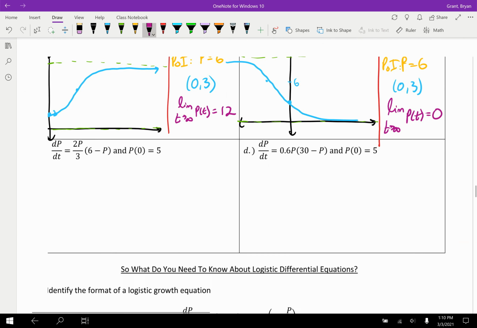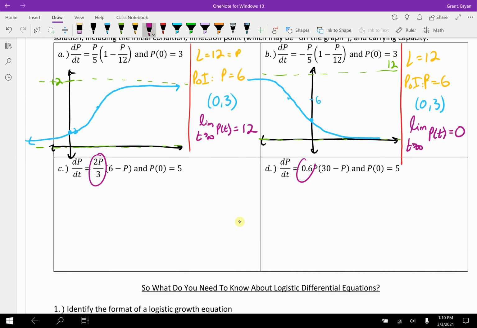Let's try 2 more. Looking at these last 2, I seem to notice that both of these are positive values, so I think all of our growth graphs will look like the first one, which maybe is nice for you. And again, generally we only see logistic growth on the AP exam, but never a bad thing to examine decay as well. Let's work through.